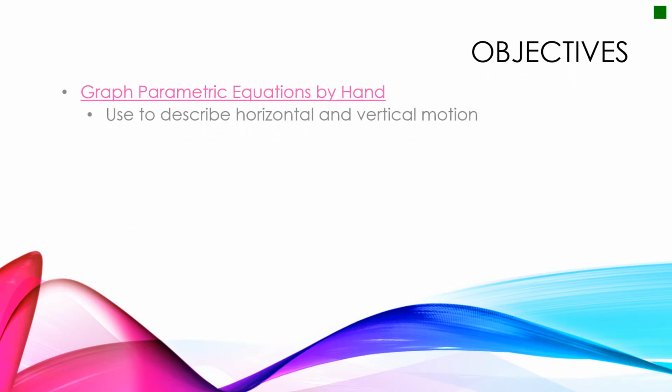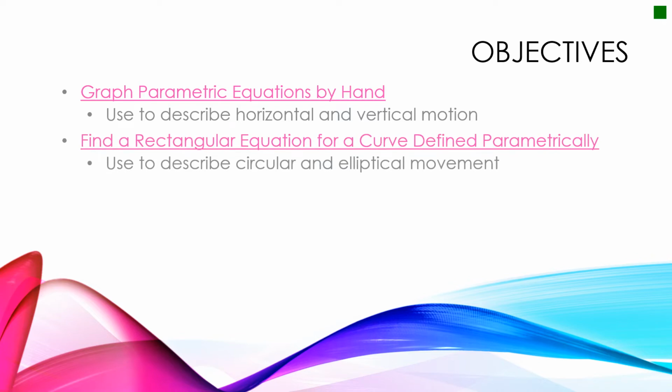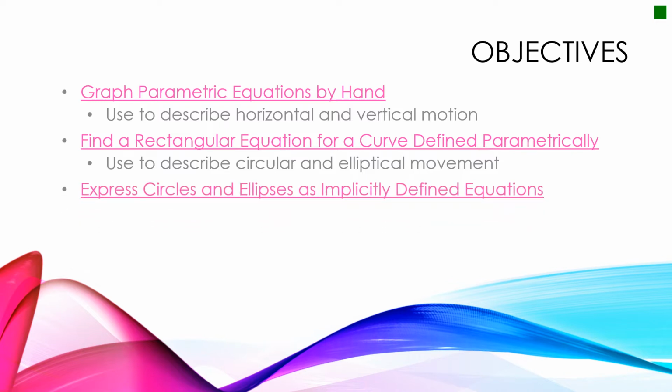The objectives for this lesson are to graph parametric equations by hand, and specifically to describe horizontal and vertical movement, find a rectangular equation for a curve defined parametrically, and use it to describe circular and elliptical movement, and finally to express circles and ellipses as implicitly defined equations.